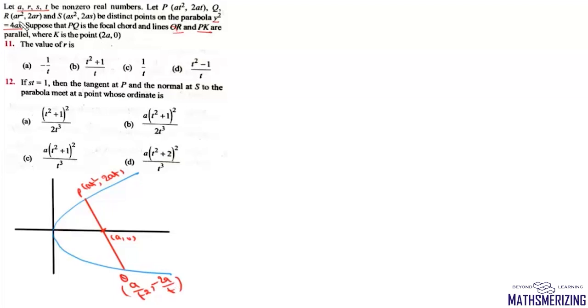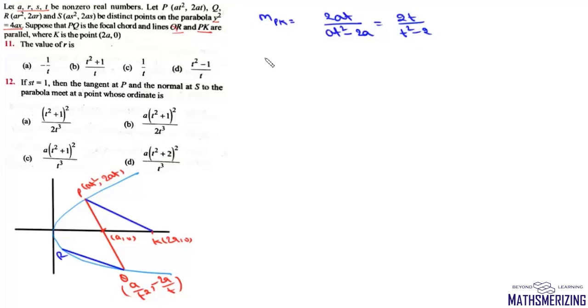Now it says we have another point R such that QR is parallel to PK. Now K is a point which is at 2a comma 0. So we have this line PK and it says a point R is on this parabola such that this QR is parallel to PK. So first we'll find slope of PK. Now slope of PK simply will be 2at upon at square minus 2a. So we'll cancel this a. So it will be 2t upon t square minus 2.